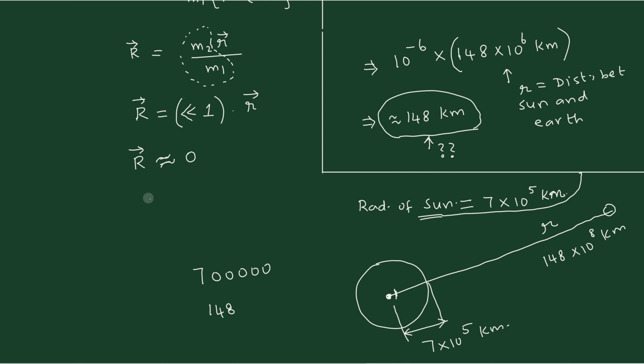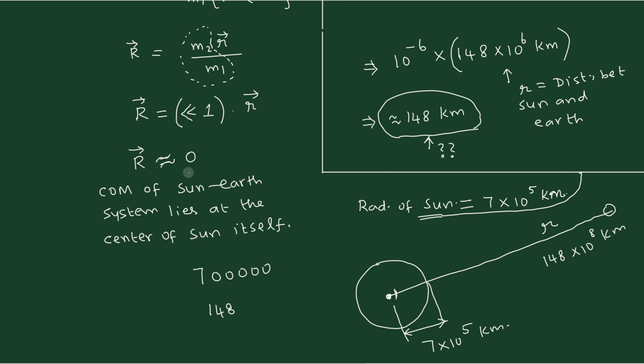So the meaning of r equal to 0 is that the center of mass of the two body system is lying at the center of the sun itself. That is the meaning. So let me write down the meaning, then let us see whether you are convinced with the statement. The center of mass of the sun-earth system lies at the center of the sun itself. The meaning of the 0 is that 0 means that is the center of the sun.